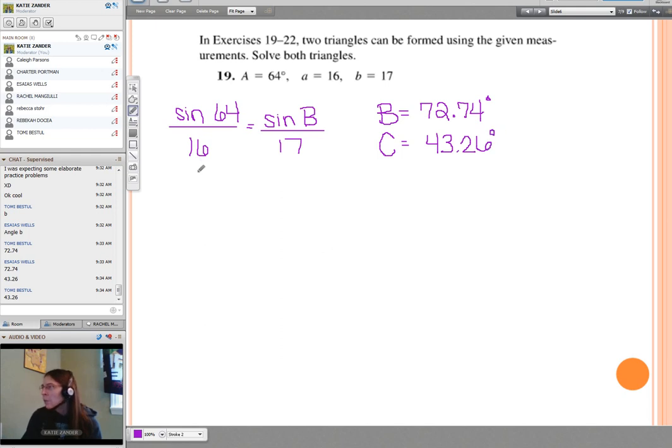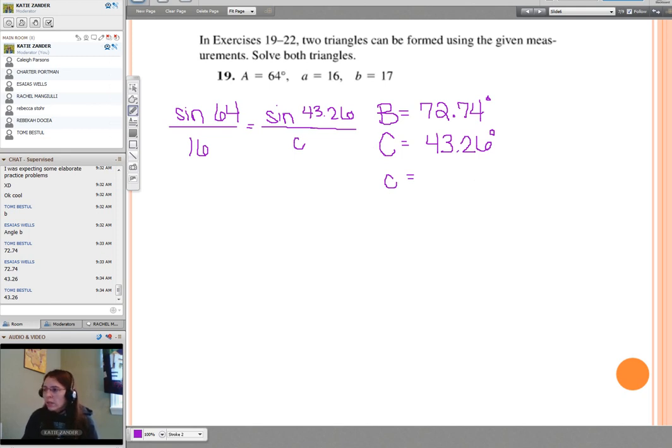Then the last thing would be to find side C. So using this same ratio with the A's, we're going to go ahead and set one up for the side and angle C. So we're going to use 43.26 for that angle measurement, and we're trying to find side C. So we'll leave that a lowercase c in the bottom.